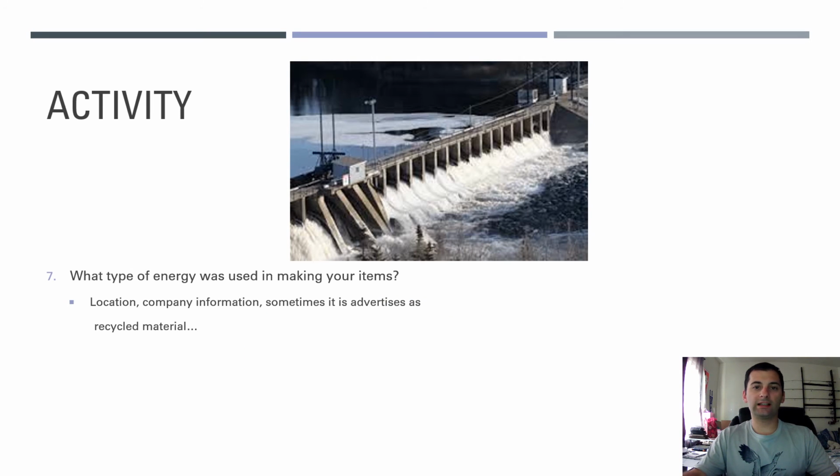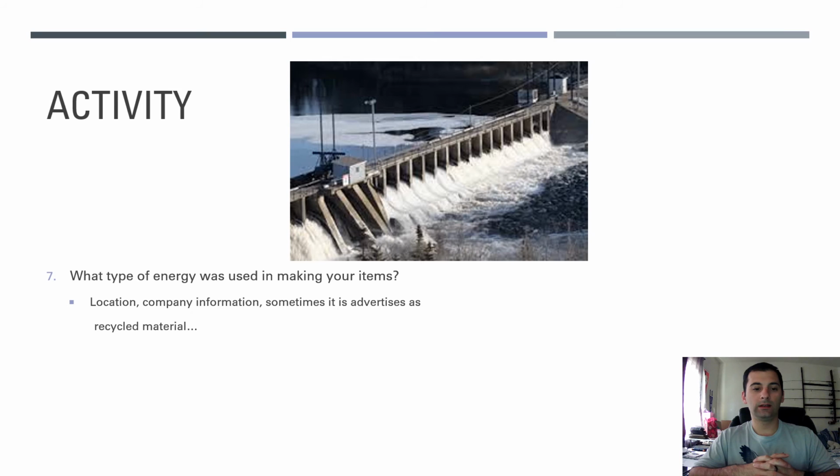Now there are 2 more aspects to this activity for us to go over. The 7th one right here might actually be the most difficult, but due to the fact that we're all college level students, hopefully it won't be too difficult for us to figure it out. But I want you to look at all 3 of your items, and I want you to figure out what type of energy may have been used in creating your item.